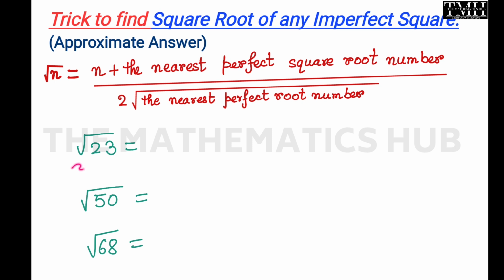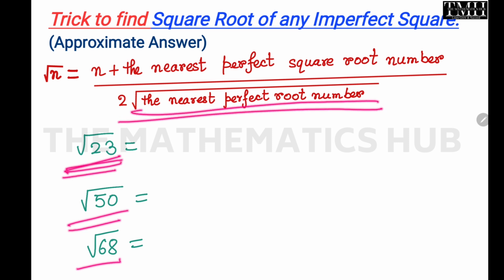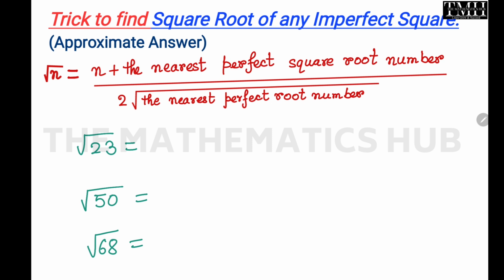So if you are sitting with the calculator, just find out the square root of these numbers and then you will tally my answers. And next time you will use this formula for sure. So let's start. First question is square root of 23. To find the square root of 23, we will write the number itself, that is 23. Now a number smaller than 23, which is a perfect square, is 16. And the number greater than that is 25.